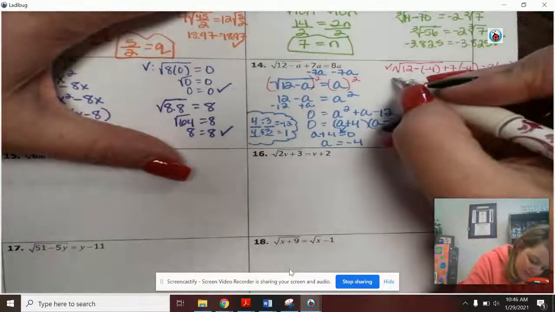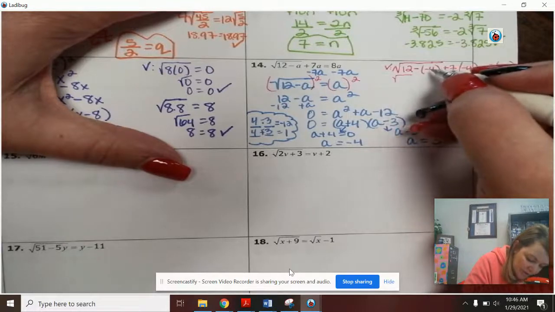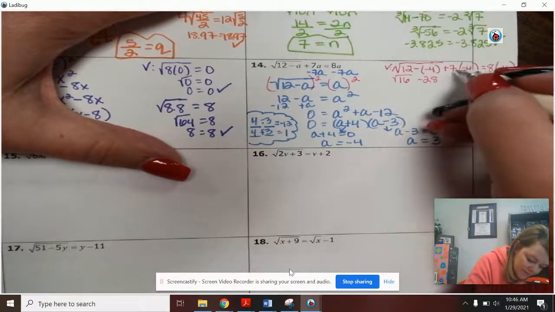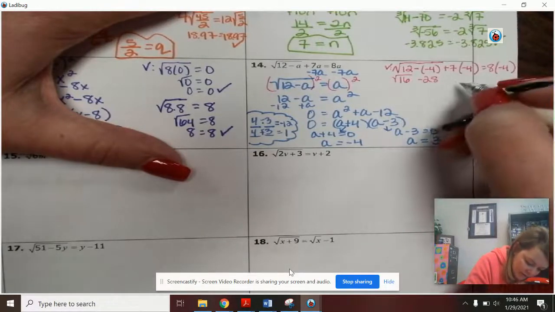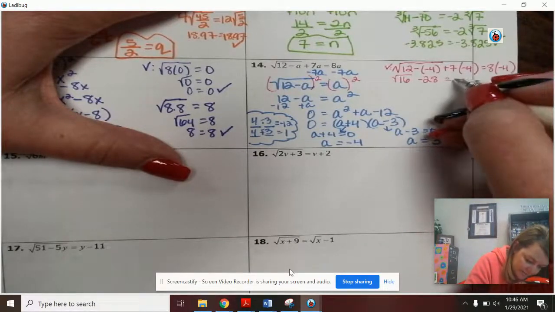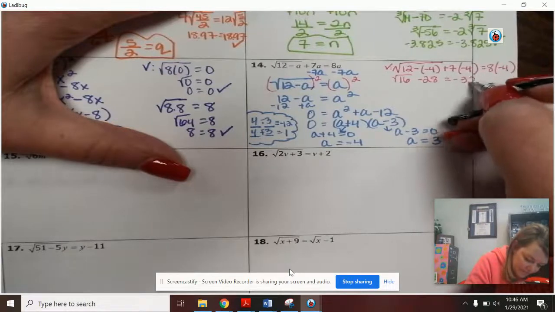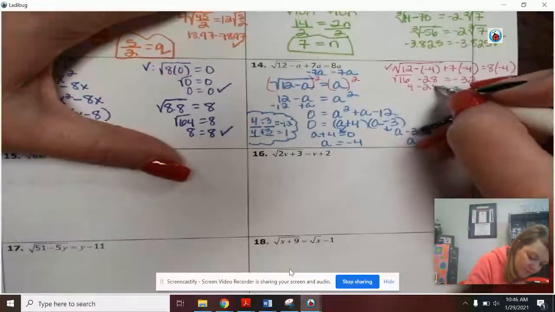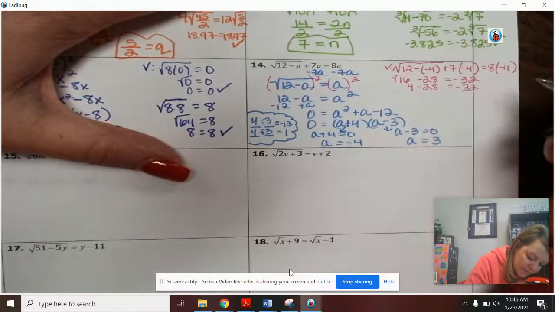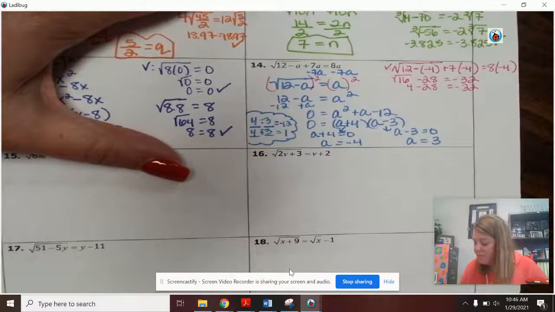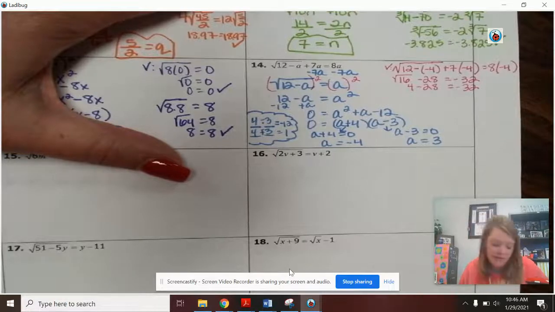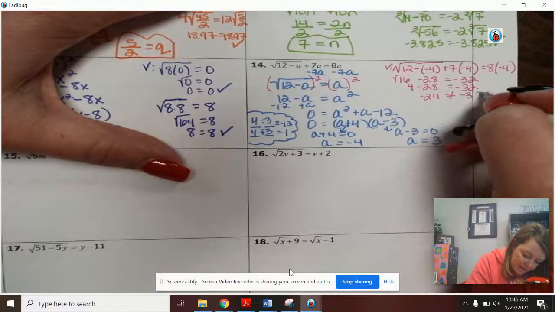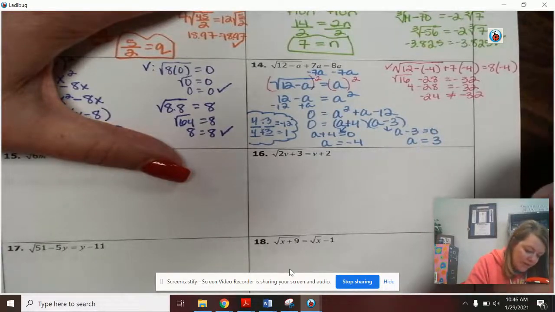Okay, so this is the square root of 12 plus 4, which is 16, minus 28, 7 times negative 4, equals 8 times negative 4 is negative 32. Square root of 16 is 4. Minus 28 equals negative 32. Well, what is 4 minus 28? 4 minus 28 is negative 24. That does not equal negative 32. So the negative 4 one doesn't work.